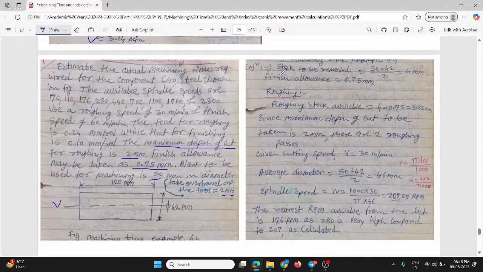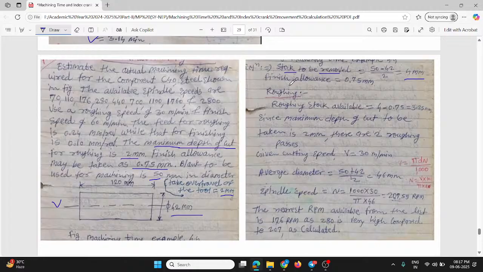Just see, we will go step by step. First of all we will calculate the stock to be removed. So what is the stock to be removed? The blank size is given, that is 50 mm, minus, in the sketch the diameter is mentioned as 42 mm. So (50 minus 42) divided by 2 is equal to 4 mm. So that is the maximum stock you are supposed to remove there.